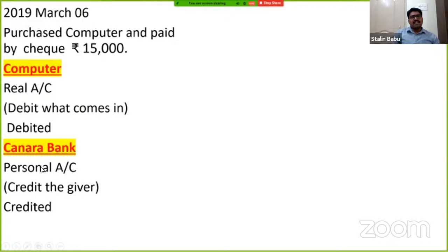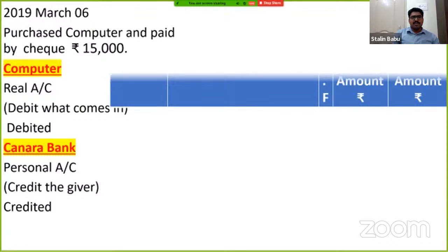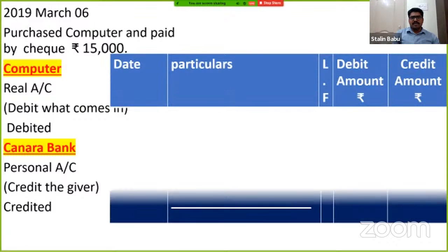Debit the receiver, credit the giver. Here Canara Bank is paying the amount. It is the giver of the cash, so Canara Bank account should be credited. Then what is the entry? Computer account debit to Canara Bank account. Is it clear? Let us post it in the journal book.